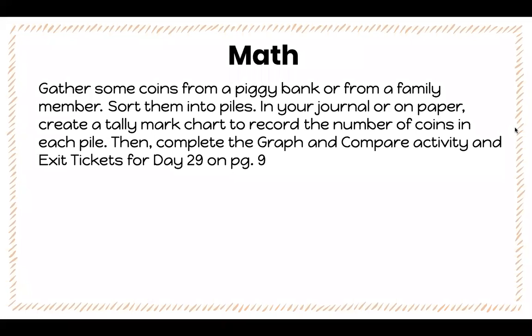We're going to start off with math. Gather some coins from a piggy bank or from a family member. Sort them into piles in your journal or on paper. Create a tally mark chart to record the number of coins in each pile. Then complete the graph and compare activity and exit tickets for day 29 on page 9.